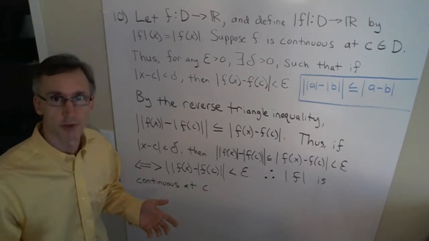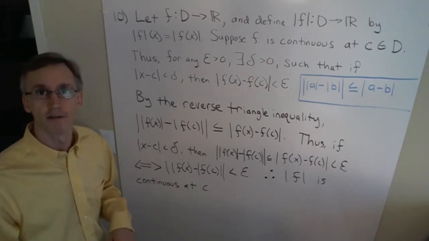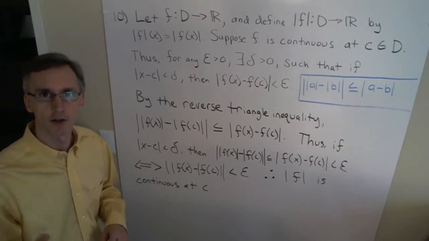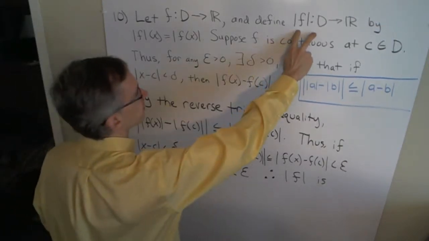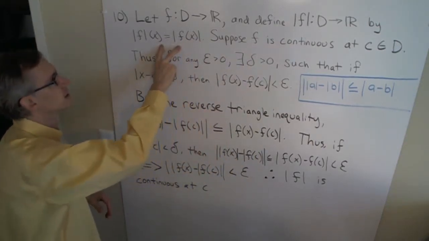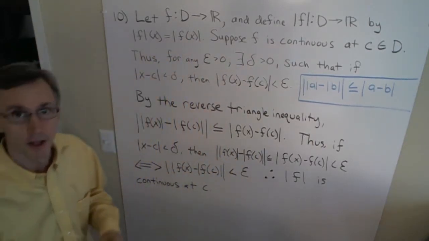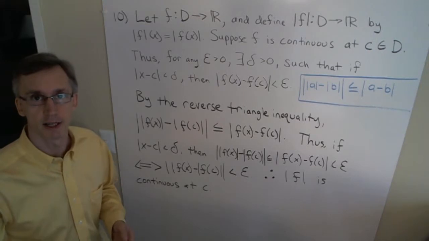In this exercise, we show that if a function f is continuous at c, then the absolute value of that function is also continuous at c. So we define the absolute value of a function like this. And then suppose that f is continuous at c.